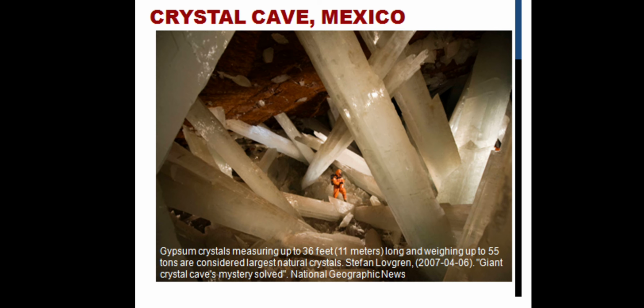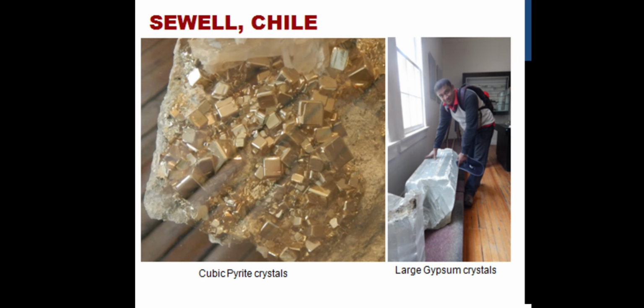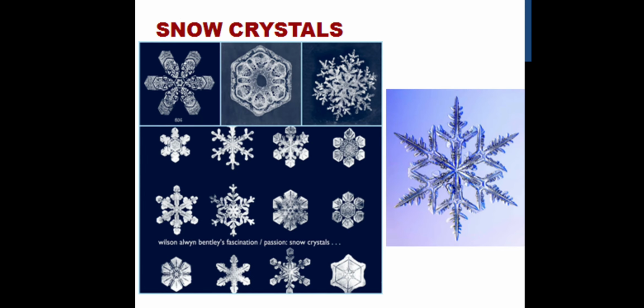I am just exhibiting the photographs. This is from Chile, the cubic pyrite crystals, large gypsum crystals, and these are snow crystals. Just observe the cross section of the crystal. You are observing symmetry. Whichever corner you observe, the same arrangement, same orientation, the periodicity. That is the interesting property of a crystal.